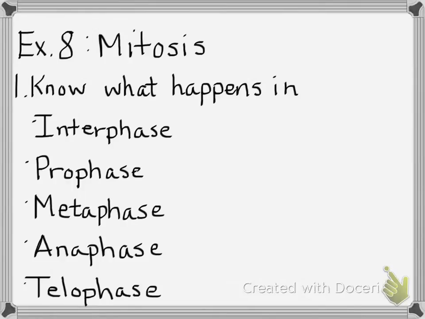Mitosis. All right, so you need to know what happens in interphase, prophase, metaphase, anaphase, and telophase. I want to describe it, and you just tell me what I'm talking about. This is a stage of cell division where the chromosomes line up in the middle of the cell. Metaphase. It's metaphase.